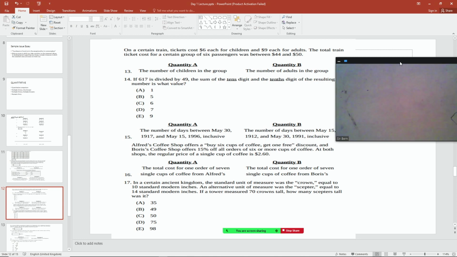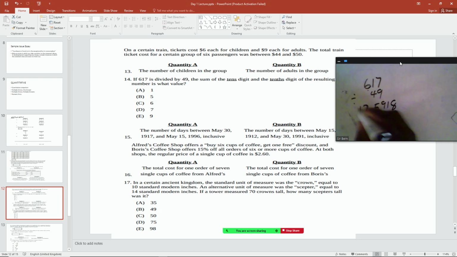Question 14 says that 617 is divided by 49. With your on-screen calculator, you do the calculation: 617 divided by 49. So you are going to get 12.5918. And the question is asking, what is the sum of the tens digit and the tenths digit?